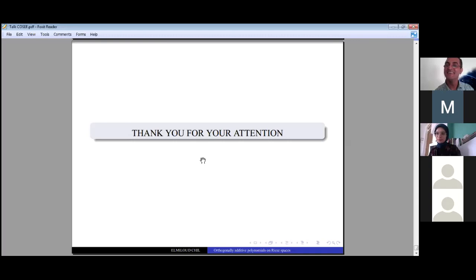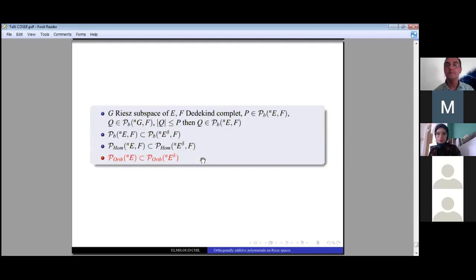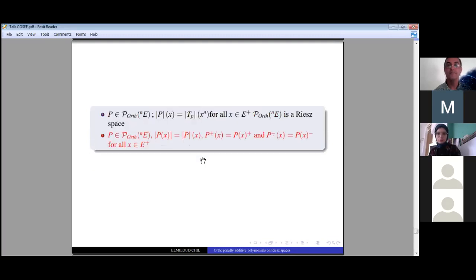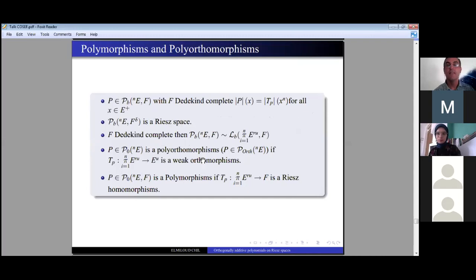You said that you dropped the separation condition. Yes. I want to know what the idea of the proof is, because in the case when E prime is separating, we can compose with a function. Yes.